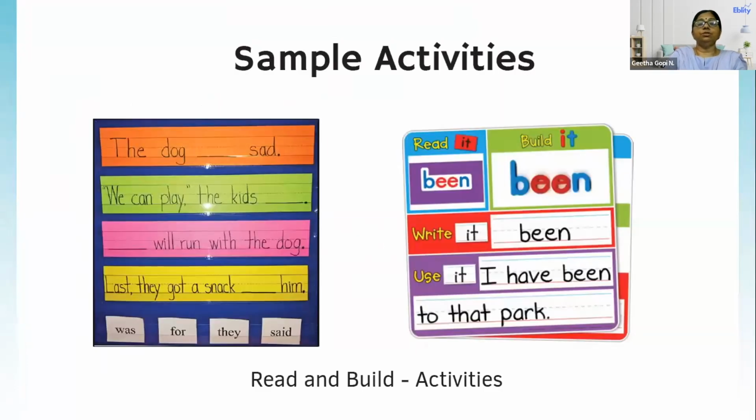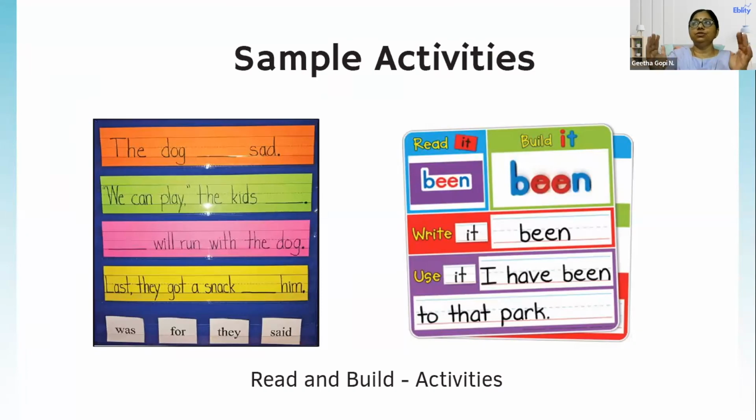So when it comes to sight words, as I said, many of them are not phonetically decodable, and it's very difficult to try and illustrate and show some of them. So basically, it is how it is used in a particular sentence that is important. So reading it, building it with alphabet cutouts, you can use Play-Doh even, you can use sand writing, using them in fill in the blank kind of activities.